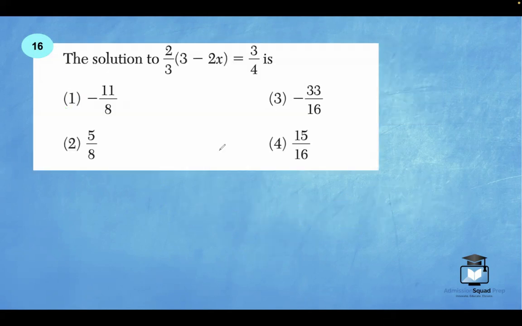Let's continue. For number 16, it says the solution to 2 over 3 times 3 minus 2x equals 3/4. For this problem, if you wanted to use the calculator, you can simply take the numbers and substitute them into the equation to see which one is going to be equal to 3/4. So I'll show you how to check your answer using the calculator. But for right now, I would start off by distributing the 2/3 into our parentheses.